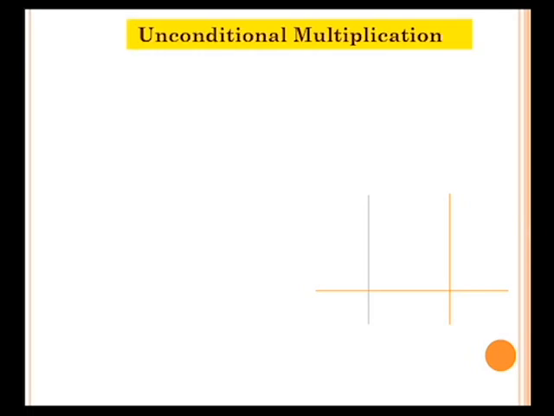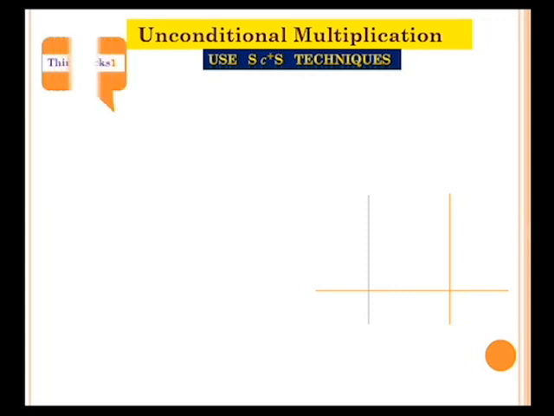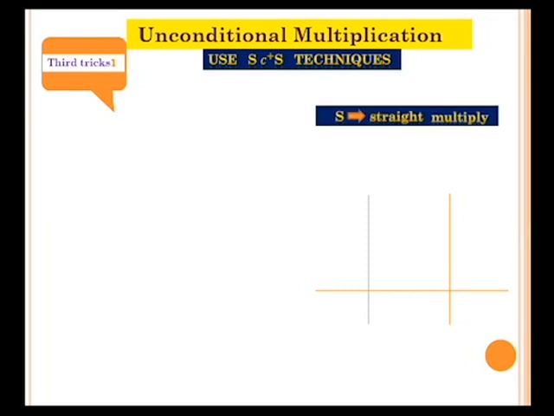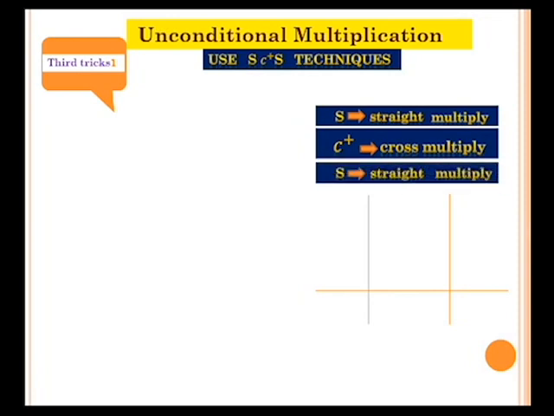Now there is another method of unconditional multiplication where we have to use one technique, that is S C plus S. S is for straight multiply, C plus is for cross multiply and addition, and S is for straight multiply.